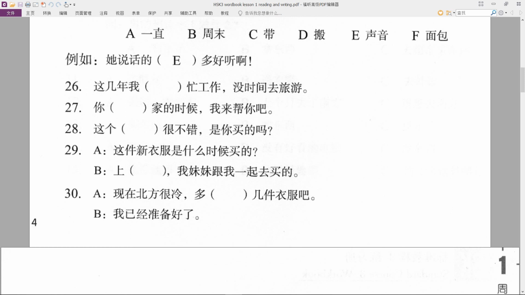29. 这件新衣服是什么时候买的? 这件新衣服. So this, and 件 is measure word for clothes. 新衣服, new clothes. So this new clothes 是 something something 的, to emphasize the part between them. 是 something something 的, emphasize in the middle. 什么时候, when. So this new clothes, when, bought. So it means when did you buy these new clothes. So the sentence order is so different from English. This new clothes is when you bought it. 上, we can only say 上周末, last weekend. 上周末, we can also say 上个周末. We can omit the measure word 个, but if you want to say very clearly, you say 上个周末.